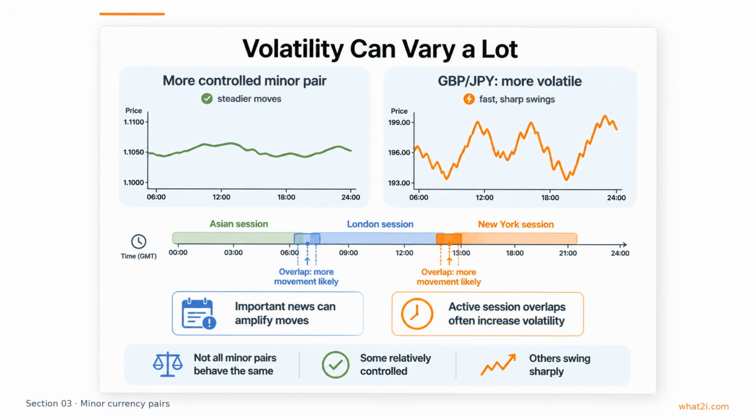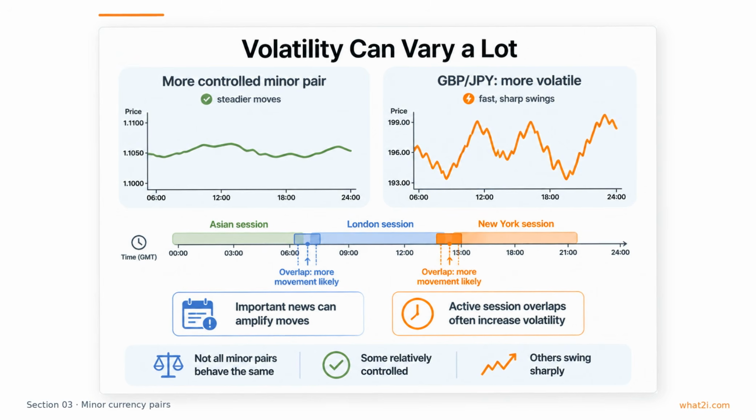GBP/JPY is a classic example of a more volatile minor pair because both currencies can respond strongly to changing sentiment and rates. Session timing also matters since volatility often increases when the main markets for those currencies are active. News can amplify those moves even further. So with minor pairs, it is not enough to know the symbol. You also need to know its typical behavior.